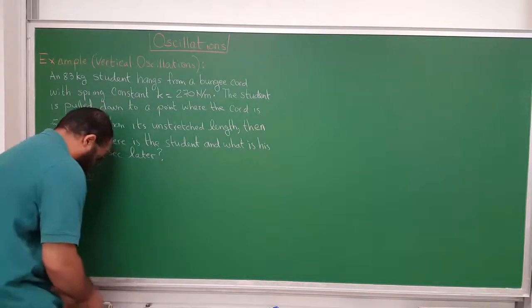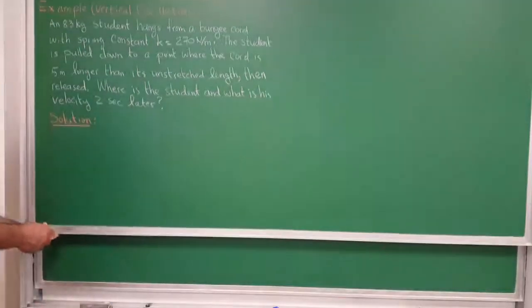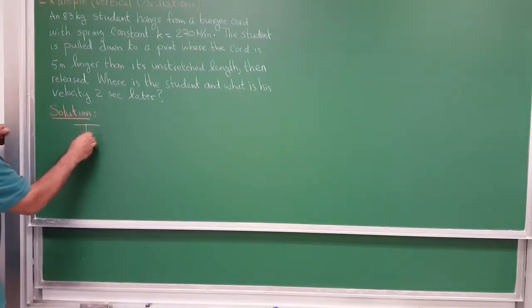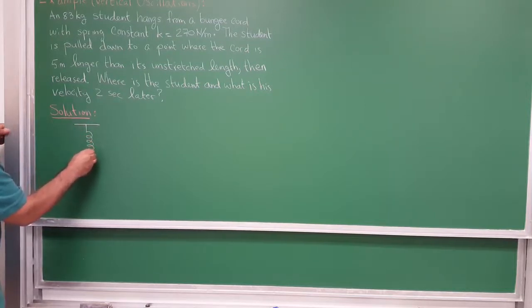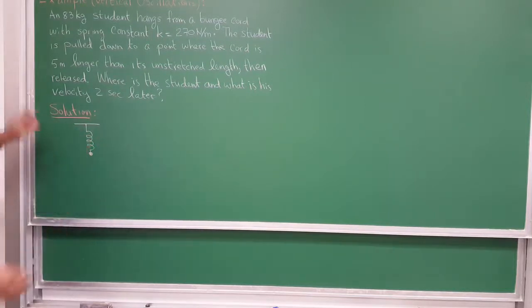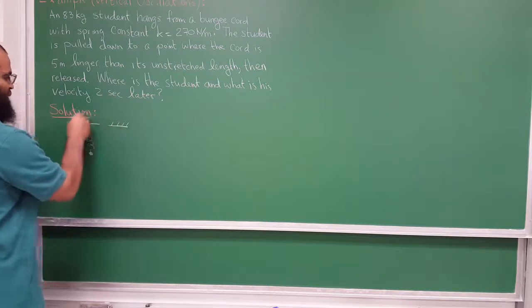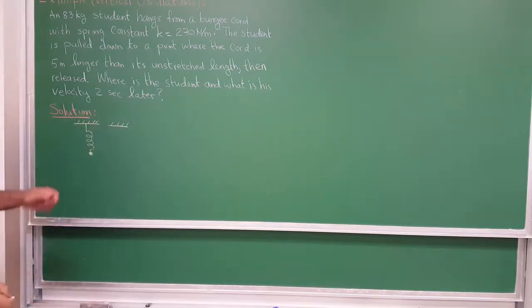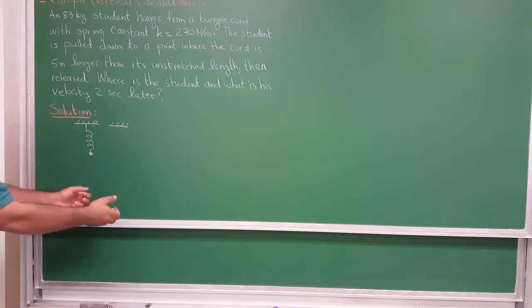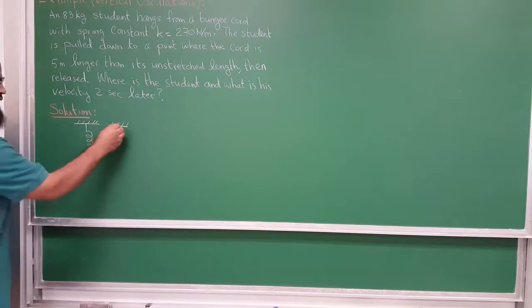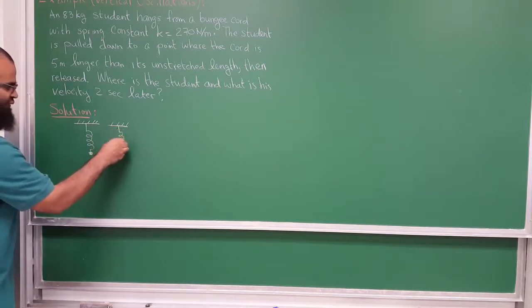Imagine this is the cord, and I will draw it like a spring. It looks like this, with nothing attached to it. It has some natural length. Now, if the student is attached to it, but you very carefully lower the student until the student just sits there and does not oscillate up and down, here's the situation. It would look like this.